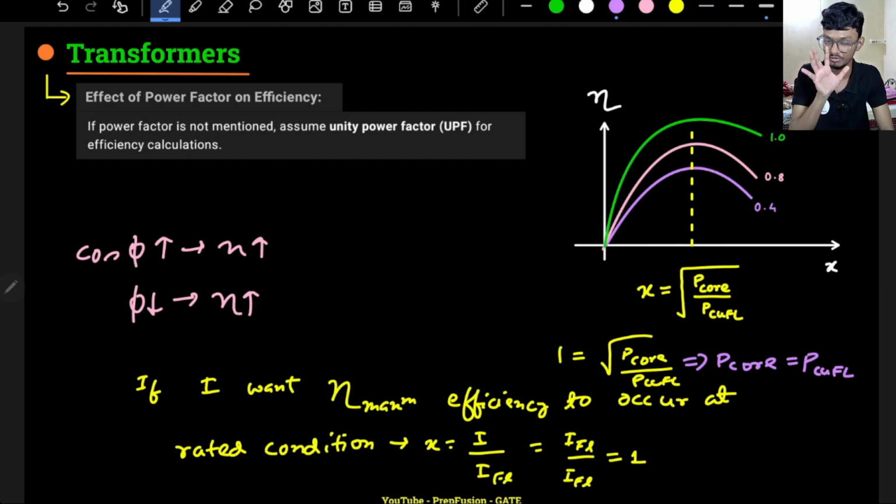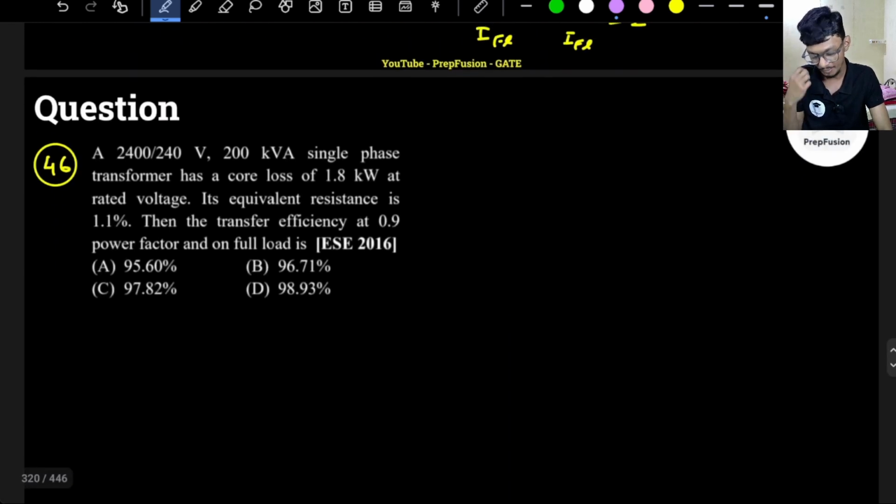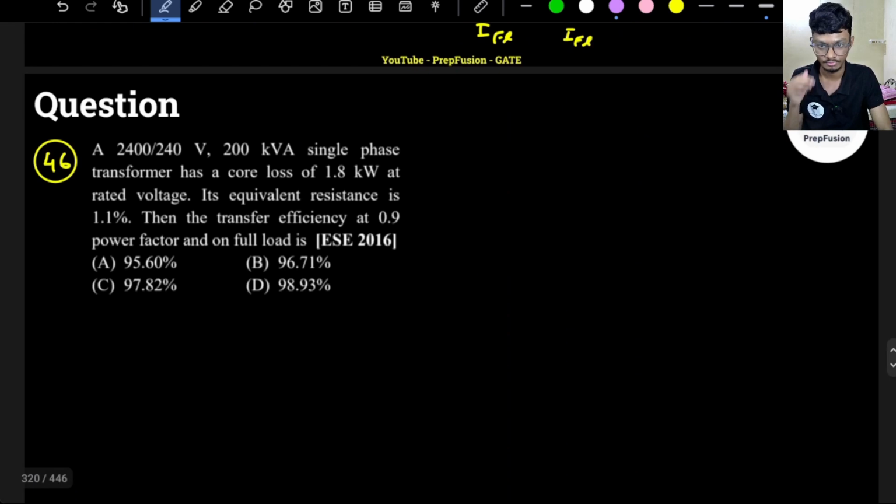Previously, what was the condition for maximum efficiency? The variable loss must be equal to the constant loss. If I want this condition to occur in the rated condition, that means x is 1, that means the full load copper loss, that is the variable loss, must be equal to the core loss. Okay, the variable loss at full load must be equal to the core loss. Got it? Just a few conclusions I wanted to write down. So let's solve a few very basic questions on transformers for efficiency.